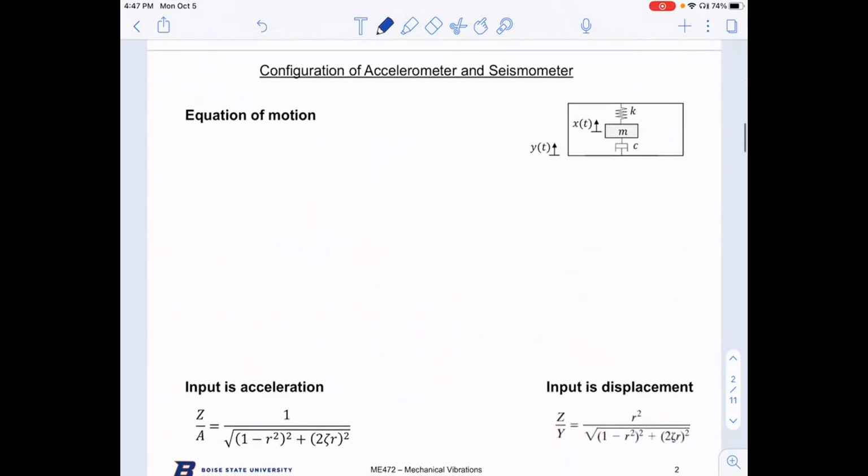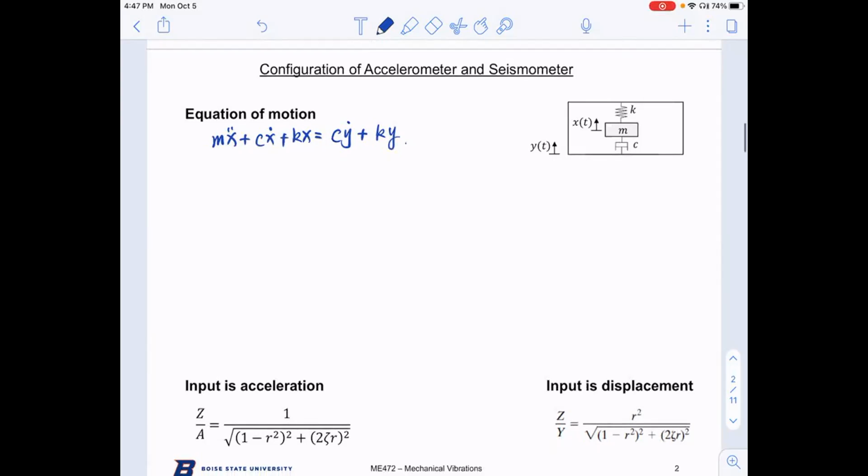So here's another base excitation problem. You've already seen these in the previous two lectures. I'm going to skip the derivation for the equation of motion. That's the equation of motion you're going to expect. You can normalize it by m, and then you have the standard format.